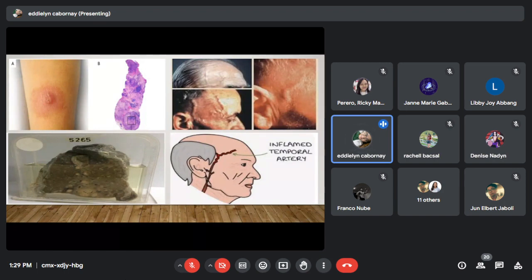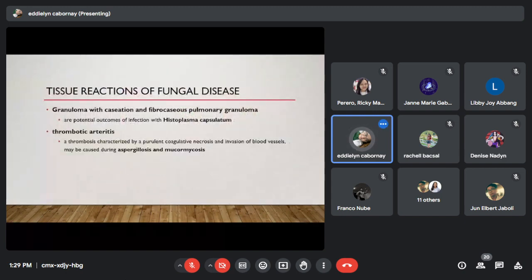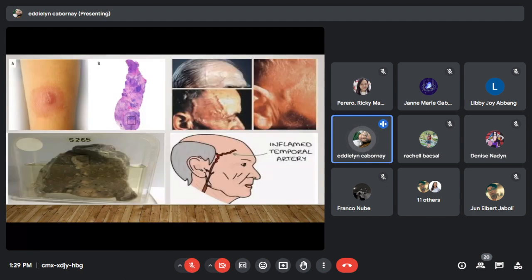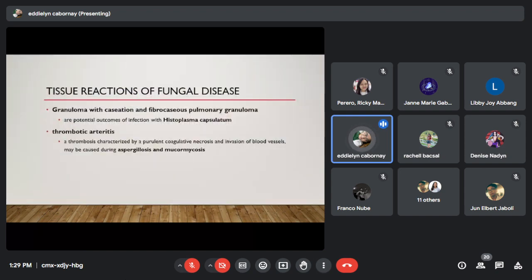Okay, so we have here the thrombotic arteritis. A thrombosis characterized by a purulent coagulative necrosis and invasion of the blood vessels that is caused by fungi. So there's already an inflamed temporal artery. That is caused also by a fungus, which is aspergillosis and mucormycosis.